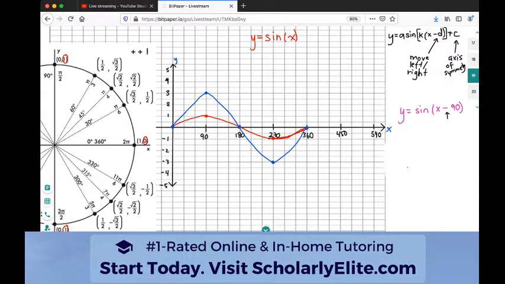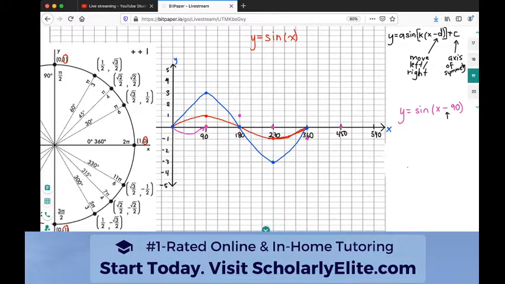Meaning now that my new starting point is going to be at 90 degrees. And every single point on my sine graph is going to be shifted 90 degrees. So that's actually not that hard to do. All you have to do is say to yourself, okay, if this was at 90 originally, then now it's at 180. And if this was at 180 originally, now it's at 270. And so on and so forth. So if this was at 270, now it's at 360, and onwards.